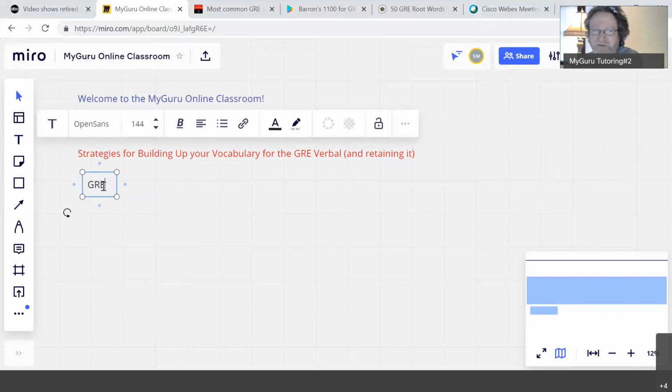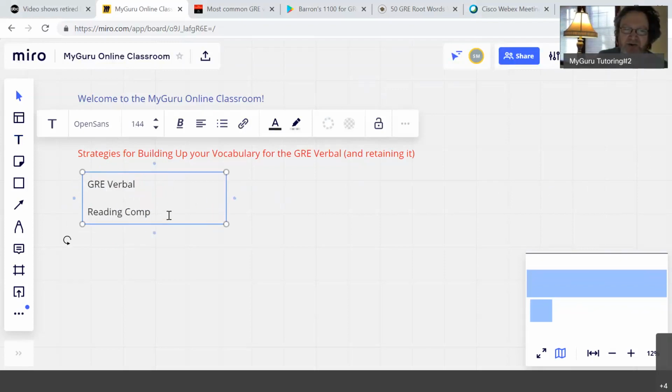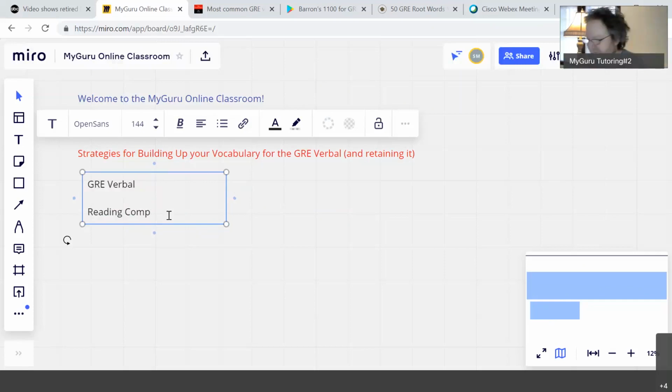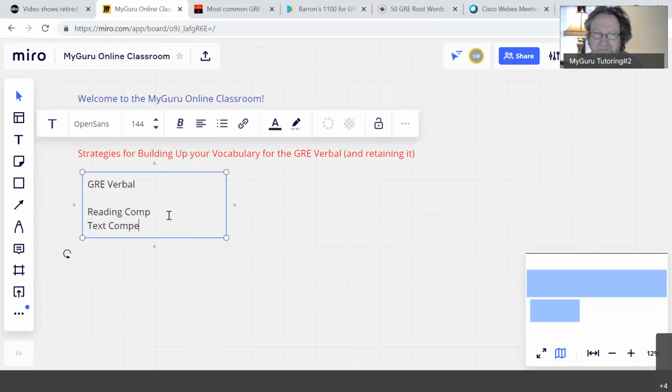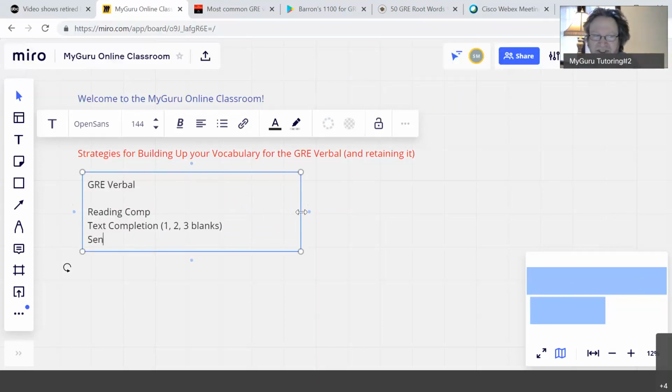The GRE has in the verbal section 3 categories, depending on how you want to break it up. You have your reading comprehension, which goes without saying. These are either short or long passages. Then you've got 2 different types of fill in the blank questions. The first is what they call text completion, where you've got 1, 2, or 3 blanks. They'll give you however many choices, and then you want to find the ones that fit. And then you've got what's called sentence equivalence, where they're testing you on synonyms.